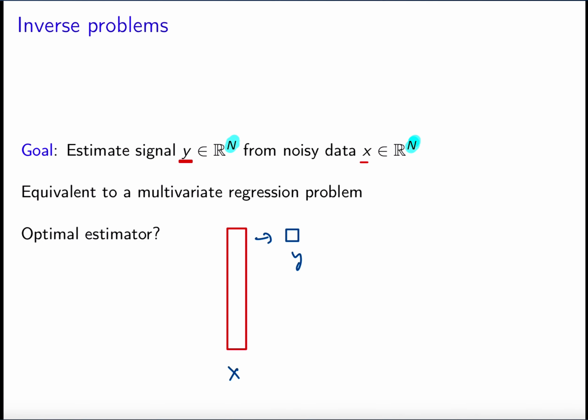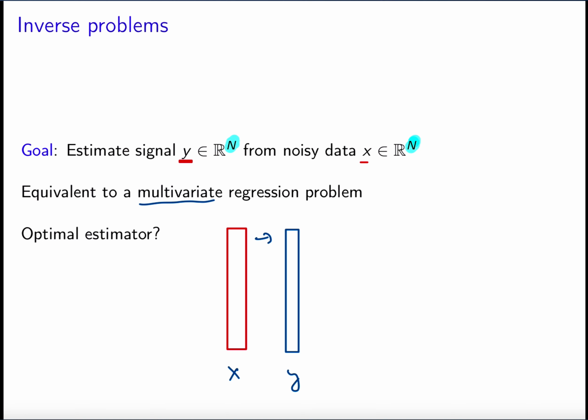Here, instead, we're going to try to estimate a whole signal y that also has dimension n like x. I mean, the dimension could be slightly different. It doesn't have to be exactly n, but the point is that we also try to estimate a high-dimensional object. So it is a multivariate regression problem.